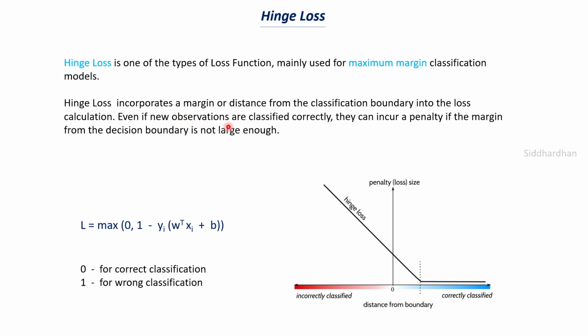So even if new observations are classified correctly, they can incur a penalty if the margin from the distance boundary is not large enough. So you can consider the data points from this point, the 0 point and this dotted line. So this is what is represented here. All the data points in this region are classified correctly, but they don't have a higher margin distance. So that's why they have some hinge loss here. If you see this flat line, this basically means it has almost a zero hinge loss, because they are at a greater distance from the boundary.